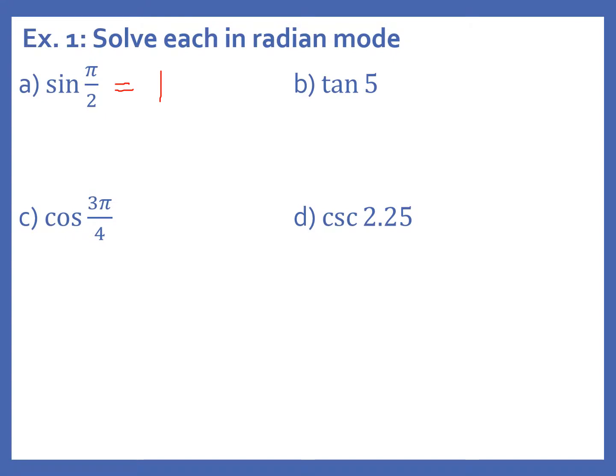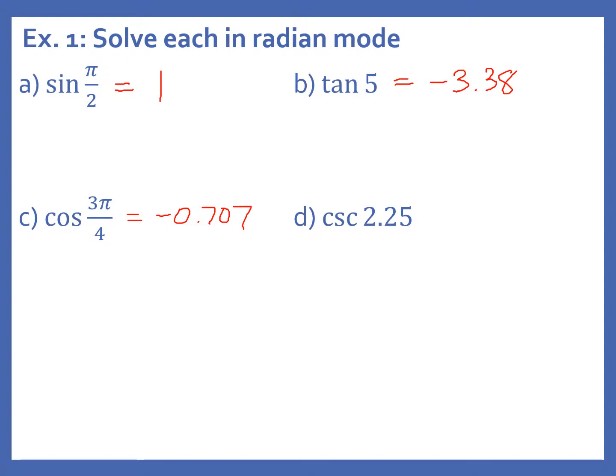Next one, literally type in tan 5. We'll round to 2 decimal places. Hopefully you got negative 3.38. Next one, just like A, make sure you enter 3 pi over 4 in brackets, so cos, open bracket 3, use the pi button, divided by 4, close bracket, and you should get negative 0.707.